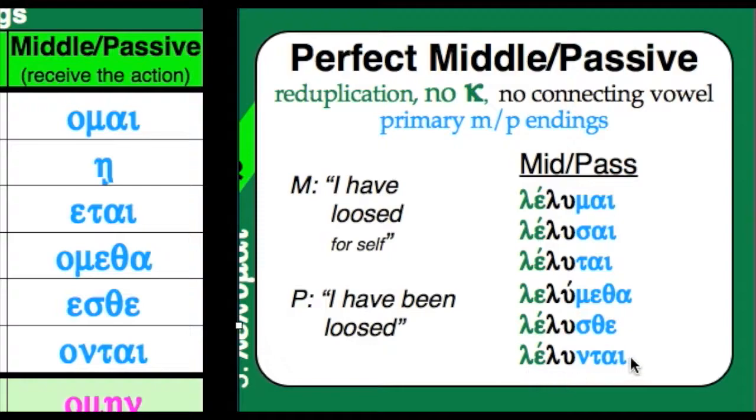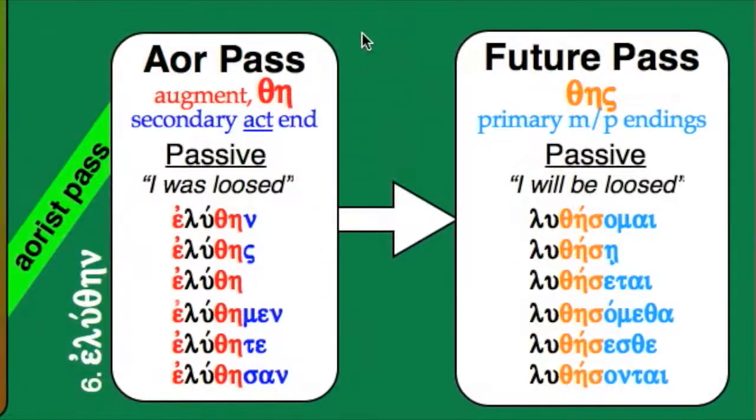And leluntai, they have been loosed. And finally, we come down to our aorist passive and future passive forms. Now notice we get this whole box just for the passive forms of the aorist and the future. Okay, well, first of all, what would that mean? Remember, aorist means past time, and passive means it's happening to me, right? So I was loosed. It happened to me.